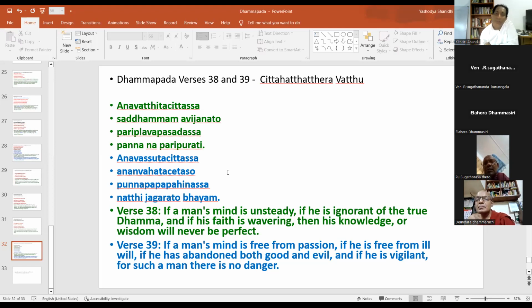Initially, we have to develop faith plus wisdom. Buddhism taught faith plus wisdom. We have to develop those two mental aspects simultaneously, otherwise it will be very harmful for the spiritual path.